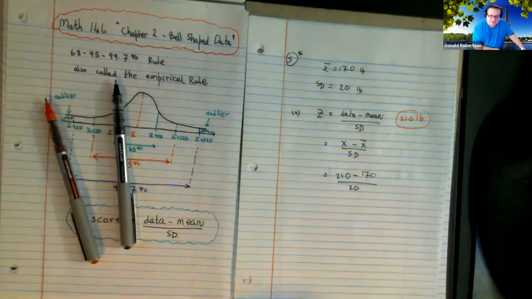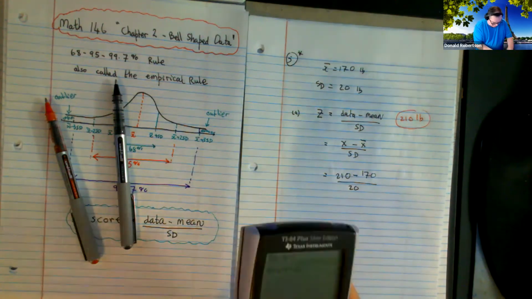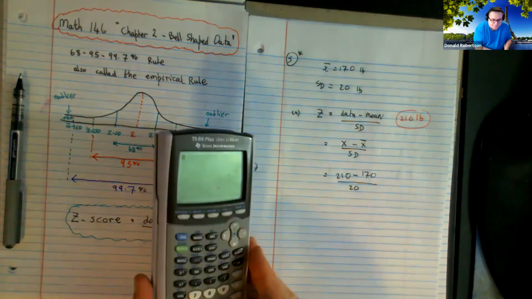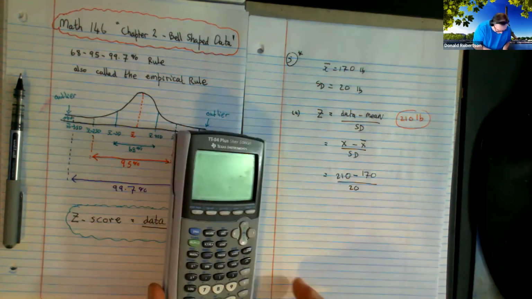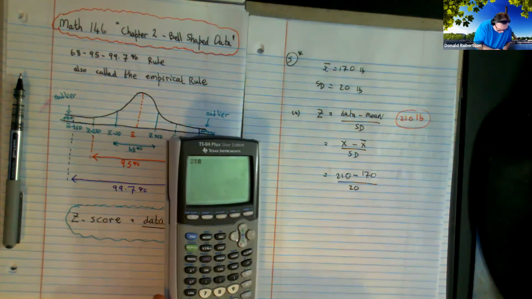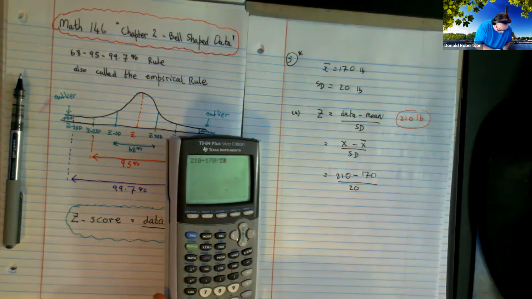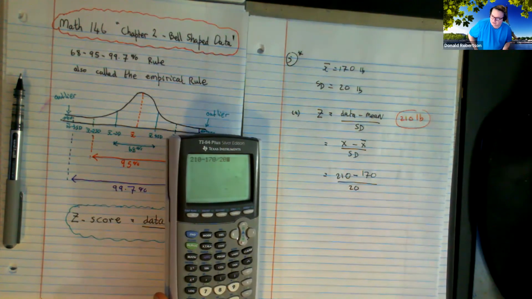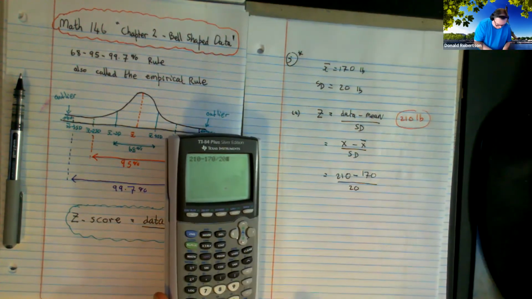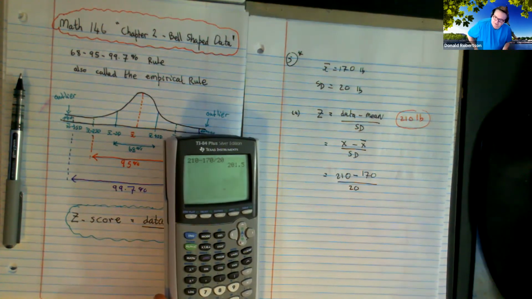I want to show you a mistake that you can make when you're doing this on calculators. This might look right, but it's the wrong answer. 210, take away 170, divided by 20. I mean, it kind of looks right, doesn't it? Looks like this calculation. And the answer is 201.5.